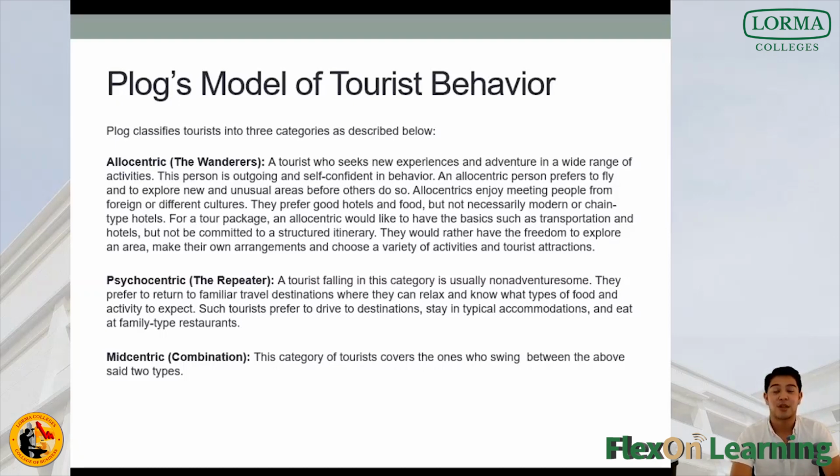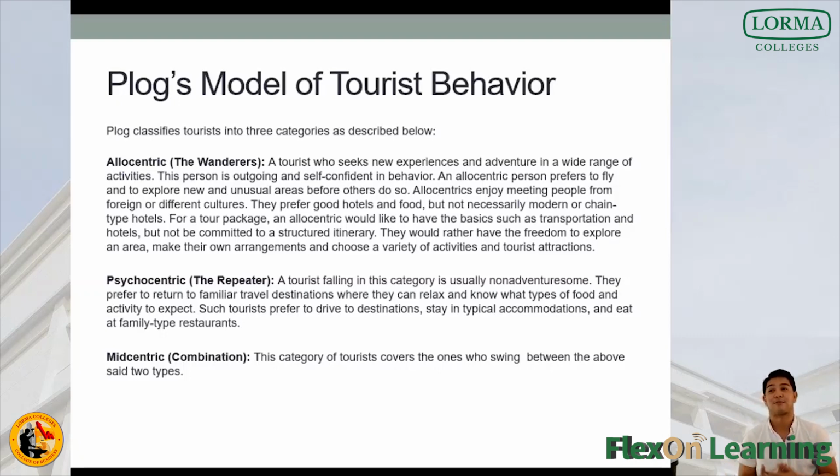Second, the psychocentric or the repeater. A psychocentric tourist falling in this category is usually non-adventurous. They prefer to return to familiar travel destinations where they can relax and know what type of food and activity to expect. Such tourists prefer to drive to destinations, stay in typical accommodation, and eat at a family-type restaurant. And the mid-centric or the combination. The mid-centric category covers tourists who swing between the above two types.